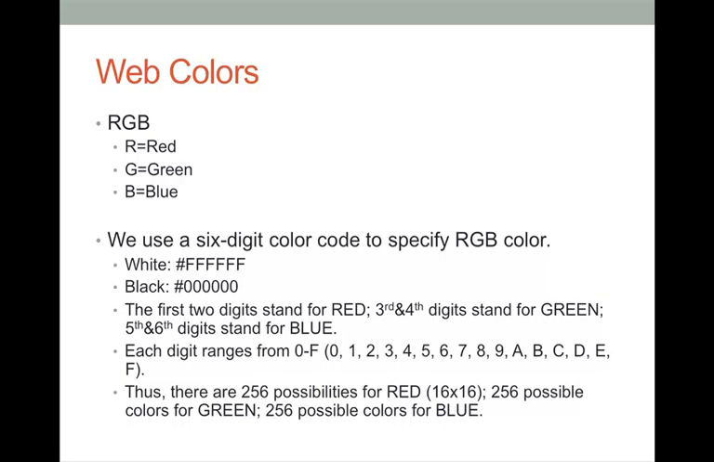So we actually have millions of possibilities, 16 to the 16th number of possibilities when you consider all the different red, green, and blue shades. So the first two represent the red, middle two represent green, and the third group represents blue. So if you have FF0000, you're going to have red.